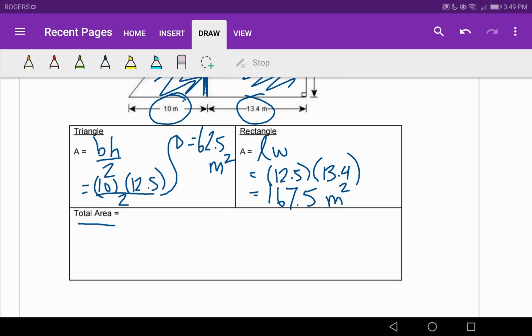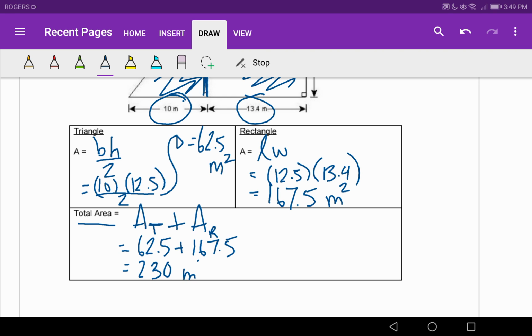Now, of course, you need to find the total area. So let's add them together. So I'm going to take the area of, and I'm going to use a subscript T, so area of my triangle plus area of my subscript R, so area of my rectangle, which is 62.5 plus 167.5. Notice how I don't put my units in the formula. I only show my units at the very end. Okay? And my final answer then is 230 meters squared.